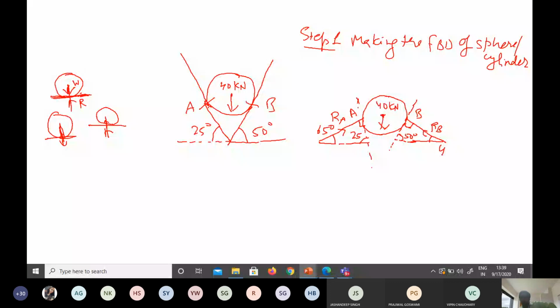So whenever you are solving the problem of a cylinder or sphere, first of all you have to make this diagram. This is the step you have to make. Without making this step, if you are writing it, then it will be a problem for you. You will get 0 marks. This is step number 1.